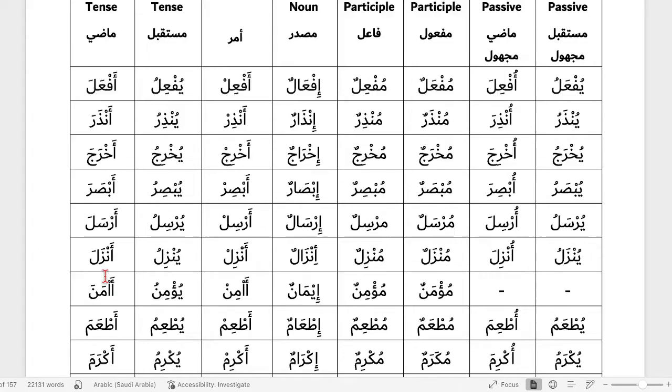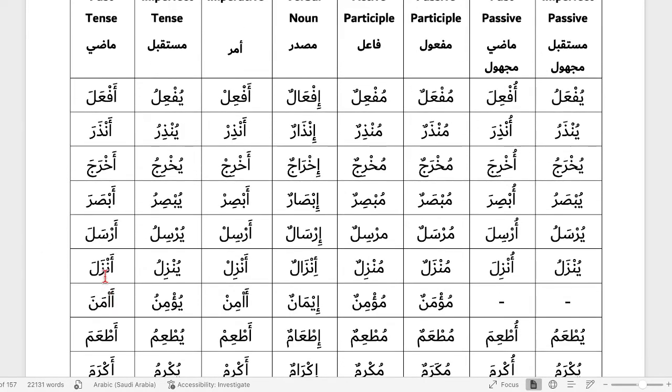This verb form is also used quite frequently in Surah Yasin. There are some examples here. Anzara yunziru, to warn. Anzir, inzarun, munzirun, munzarun, unzira, yunzaru. From kharaja it becomes akhraja, yukhriju, akhrij, ikhrajun.